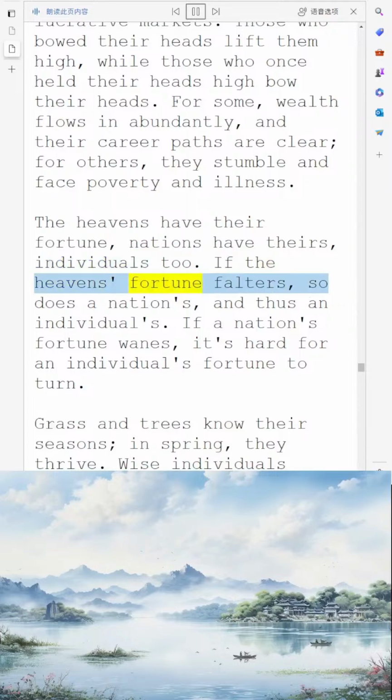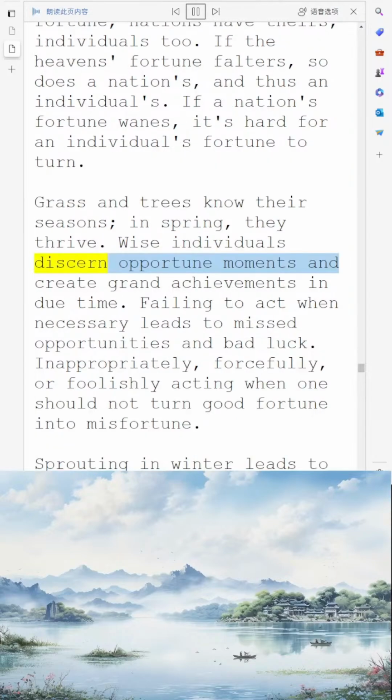If the heavens' fortune falters, so does a nation's, and thus an individual's. If a nation's fortune wanes, it's hard for an individual's fortune to turn. Grass and trees know their seasons. In spring, they thrive. Wise individuals discern opportune moments and create grand achievements in due time. Failing to act when necessary leads to missed opportunities and bad luck. Inappropriately, forcefully, or foolishly acting when one should not turns good fortune into misfortune.